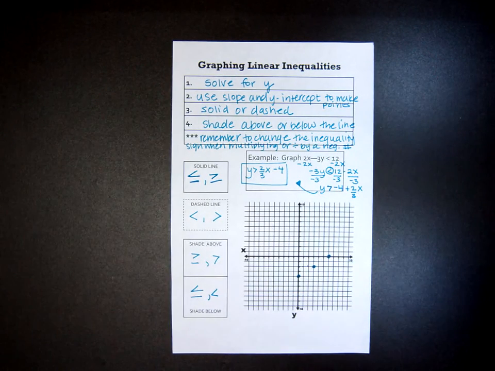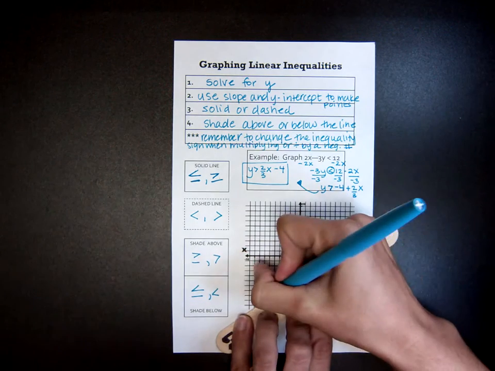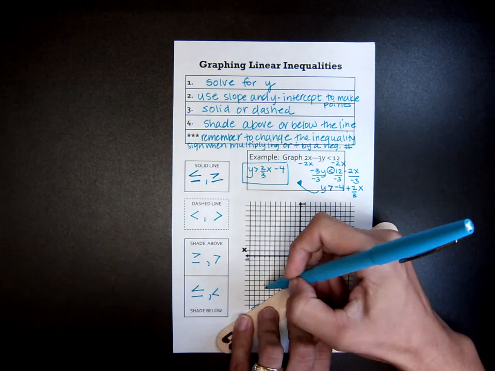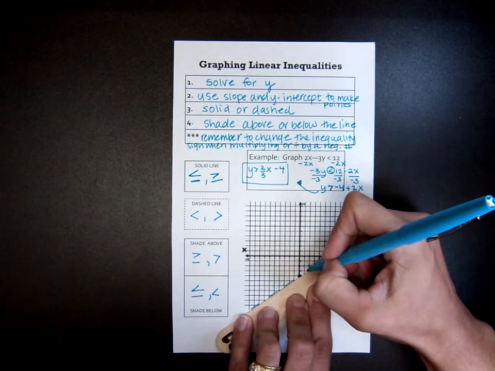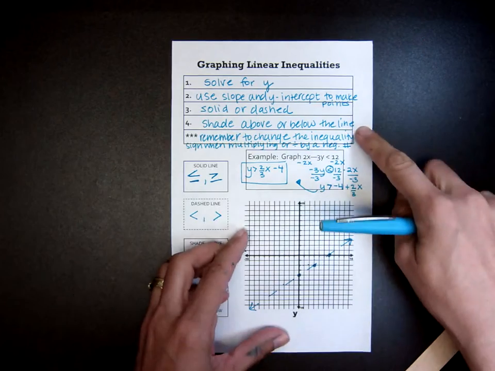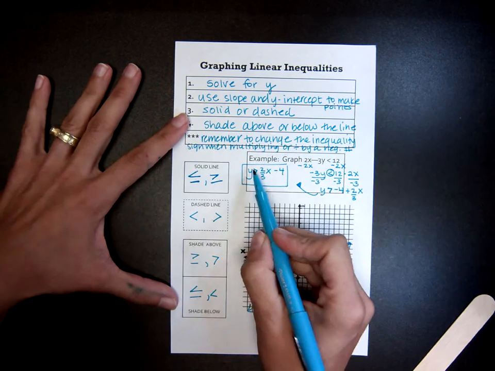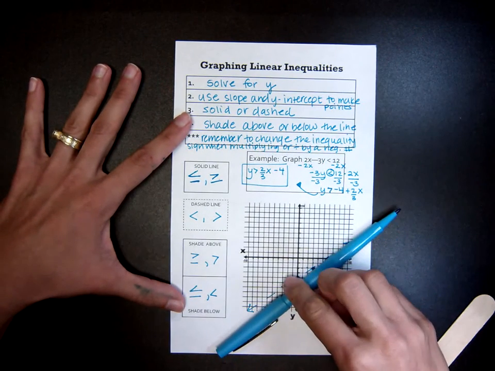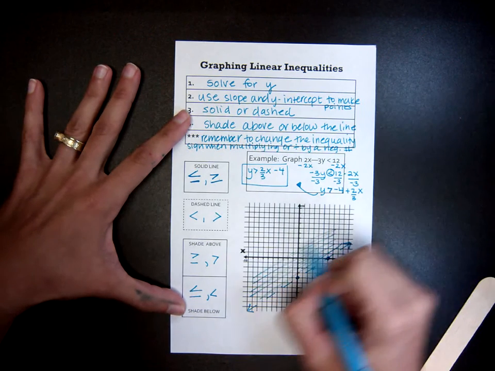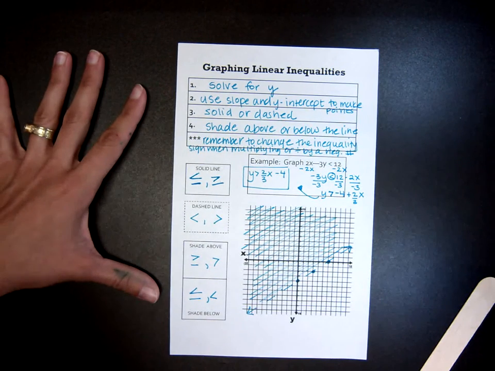Okay, so now I draw my line using my popsicle stick here. And remember, when it's a greater than or less than sign, we use a dashed line. So we draw our dashed line through our points, and now we have to decide whether to shade above or below the line. Well, in this example, y is greater than 2/3 x minus 4. So we're looking to shade all the y values that are above that line. So we shade here, and that is our solution region.